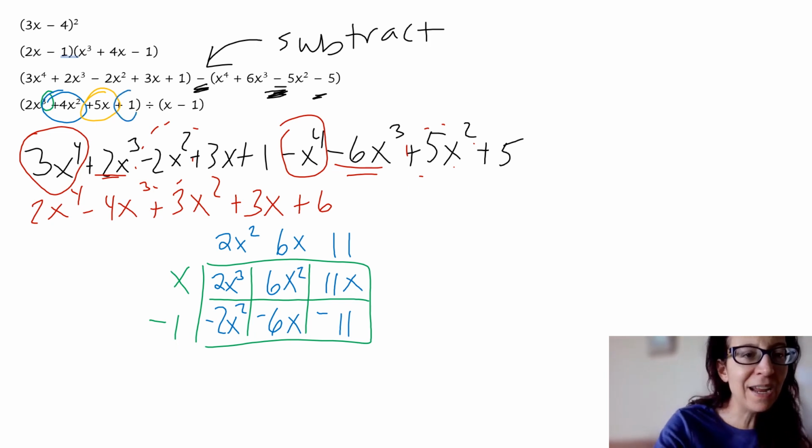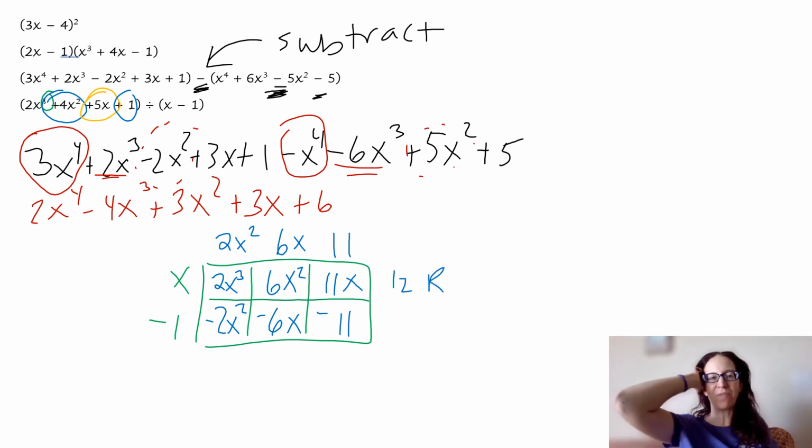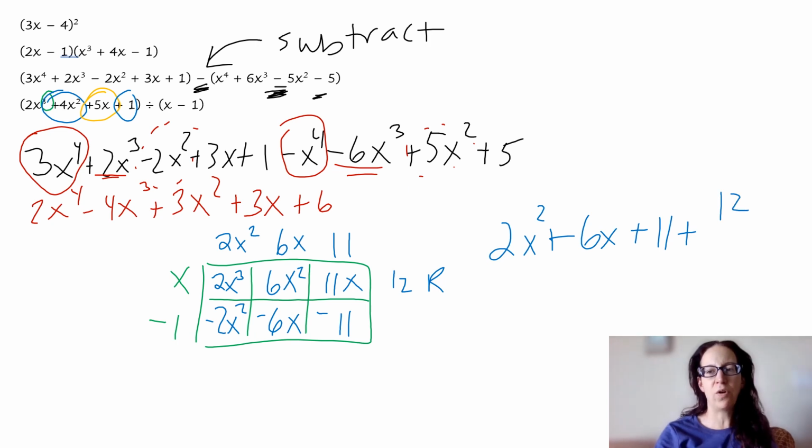And we need a 1, and we have a negative 11, which means my remainder has to be 12 in order to get them to add up to a positive 1. And so my final answer is 2x squared plus 6x plus 11 plus 12 over my divisor, which in this case is x minus 1.